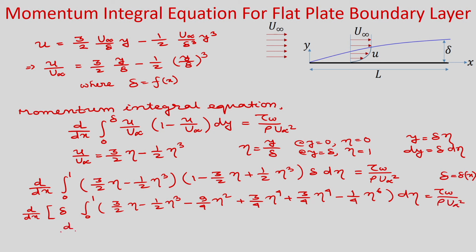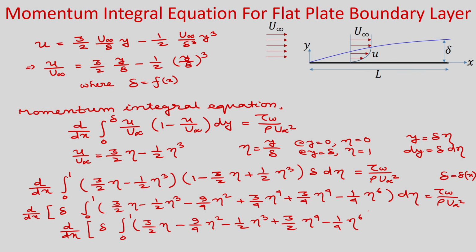So, we can write d of dx delta integral 0 to 1. So, this term is 3 by 2 eta, we have eta square minus 9 by 4 eta square, then eta cube only we have minus half eta cube, eta to the power 4. So, these two terms together we can write 3 by 2 eta to the power 4, and we have minus 1 by 4 eta to the power 6 d eta is equal to tau w by rho u infinity square.